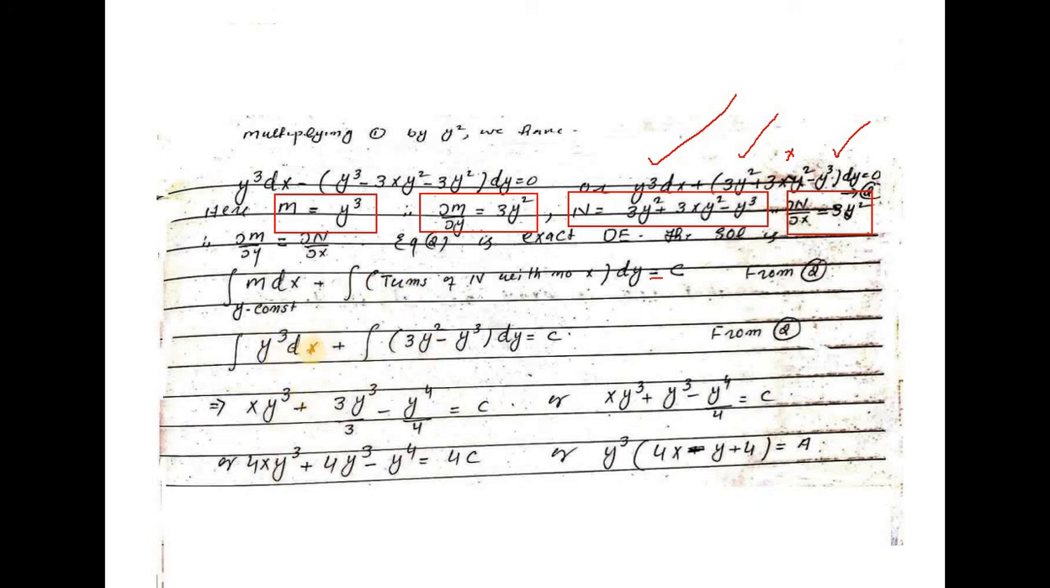Integral of y cubed with respect to x, y cubed is constant, so it will be here. Integral dx will be x. Integral of 3y squared will become 3y cubed over 3. Integral of y cubed will be equal to y to the 4 over 4, is equal to c. Simplifying, now multiplying both sides by 4, this is the simplification. Replace 4c by a, and finally this is the general solution of the non-exact differential equation, for which we used rule number 4. Thank you.